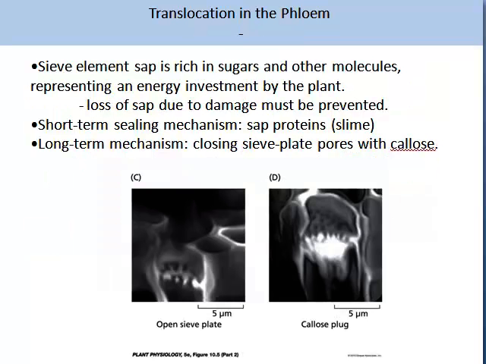Sieve element sap is rich in sugars and other molecules, representing an energy investment by the plant. Therefore, loss of sap due to damage must be prevented. There are short-term sealing mechanisms, such as sap proteins and slime. And there are long-term mechanisms to prevent the loss of this material, closing sieve plate pores with callose.